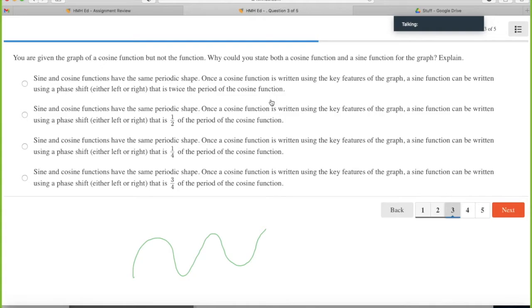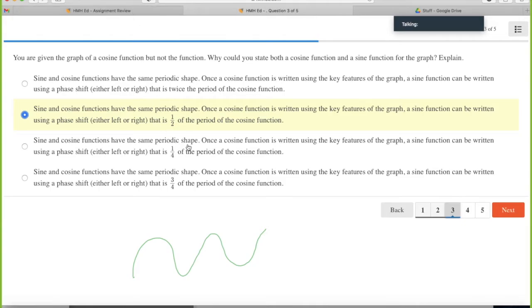I would say not twice the period. I think it's like a fourth or a half. One of those two. I'm going to say a half. I'm going with a half. I'm trying to visualize these things.